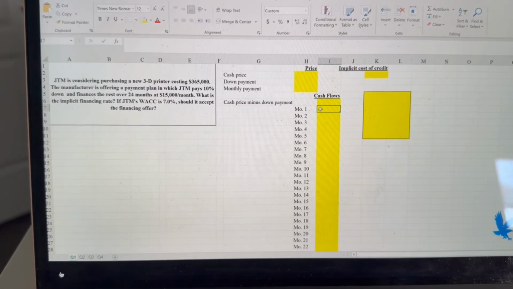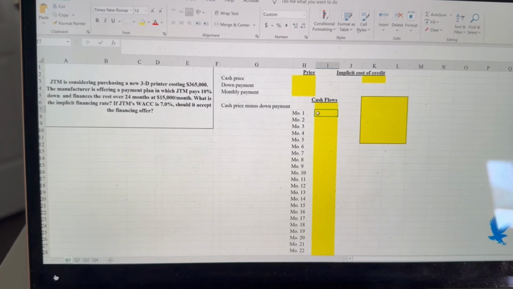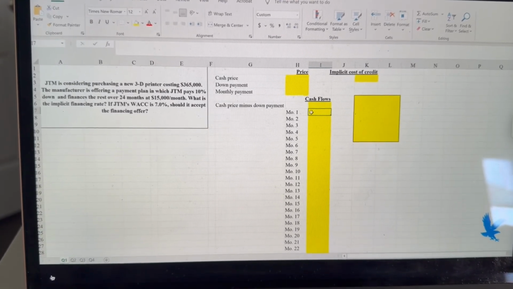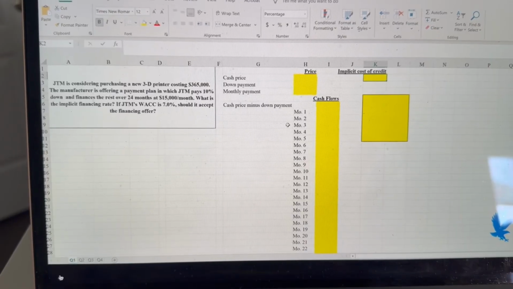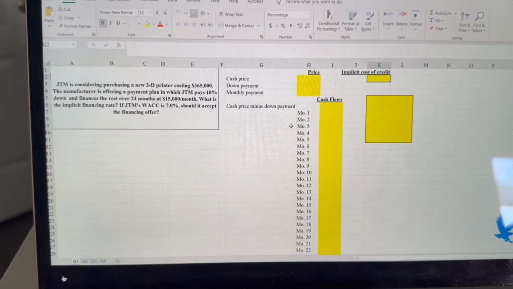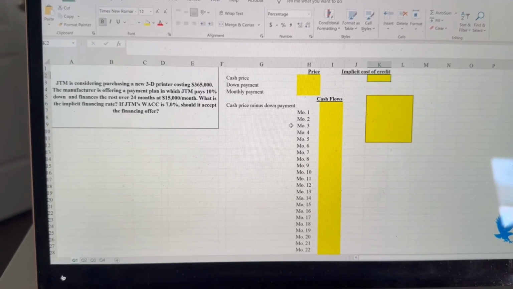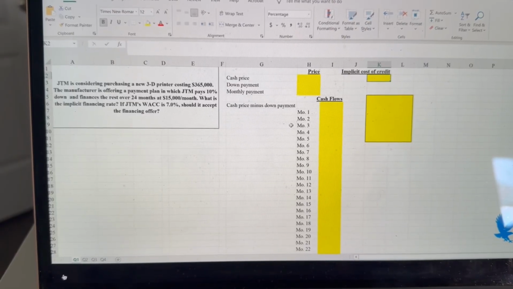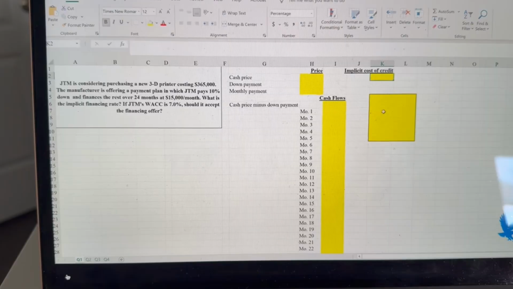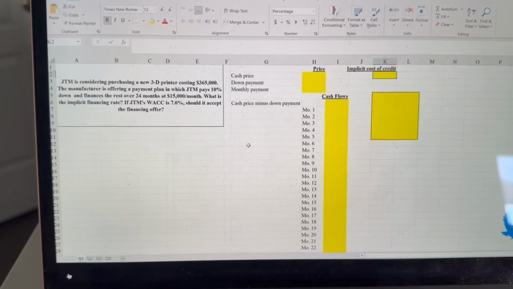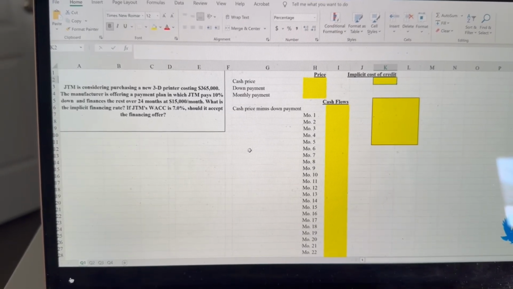And then after that, the 24 monthly cash flows are negative payments, negative cash flows because you're paying them out. You run the IRR function, make sure that you analyze it, multiply it by 12, and then you calculate what is the implicit cost of credit. You have to compare that implicit cost of credit to the 7% cost of capital for JPM and decide whether or not it's worth taking this payment.